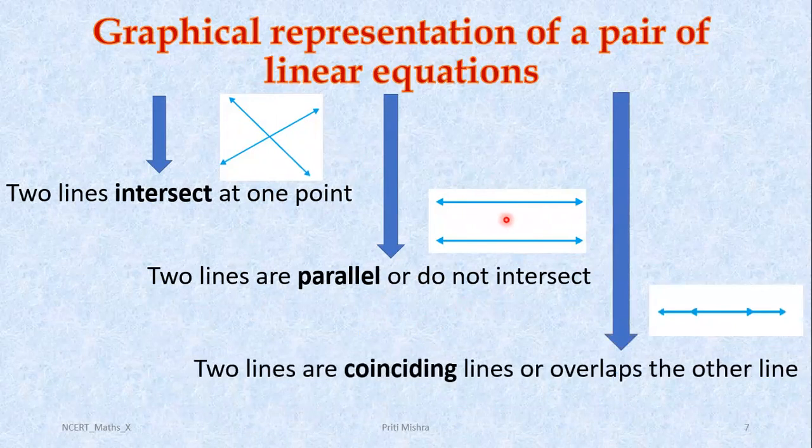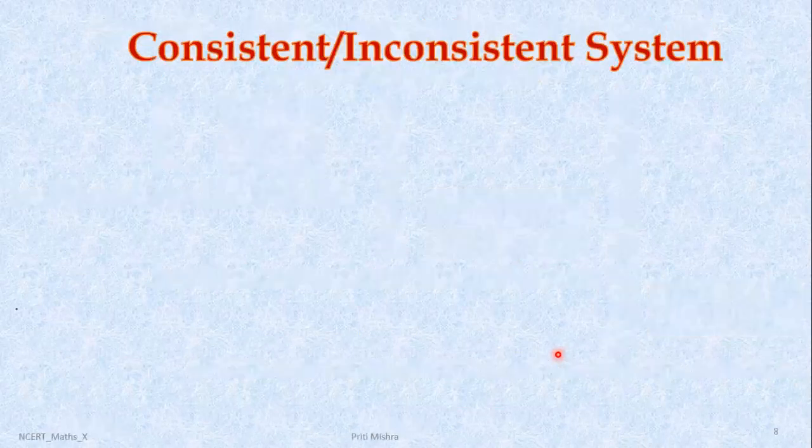Third, we can have two lines that are coinciding lines, or that overlap, meaning the two lines overlap each other. This is another behavior of lines with each other. So we have three conditions, as you can see. Now let's look at some systems.